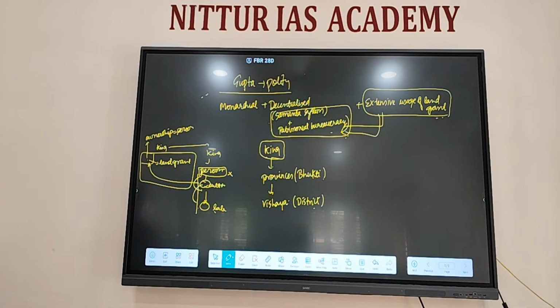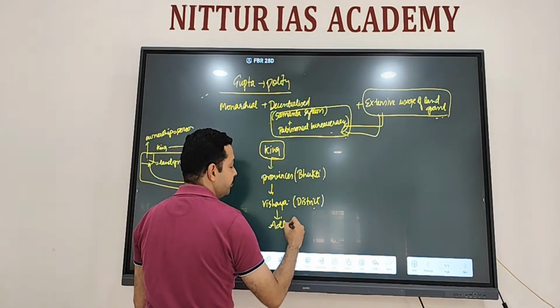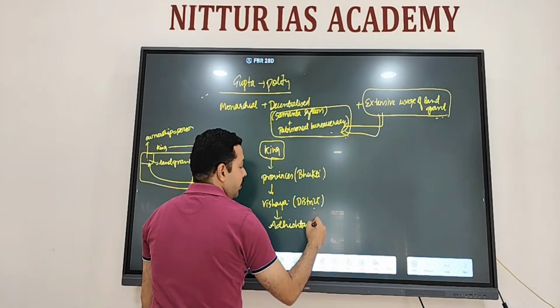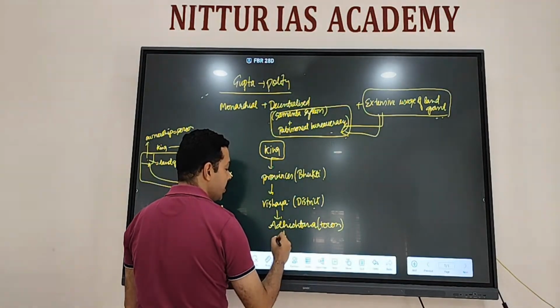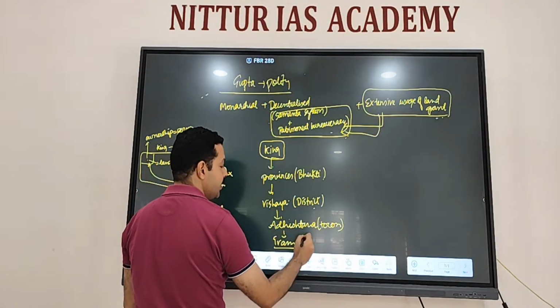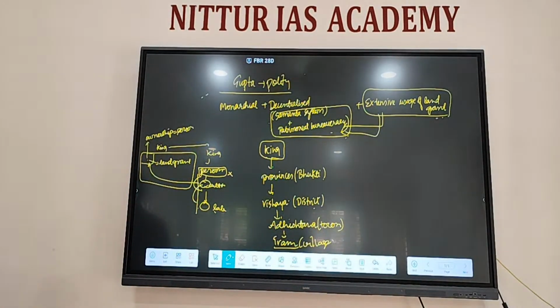So provinces were called bhuktis, and bhuktis were divided into vishyas, which are the district level. This was further divided into towns, Adhisthana, and then you have gram, that is village. These are the administrative divisions that you find in the Gupta period. Fine?